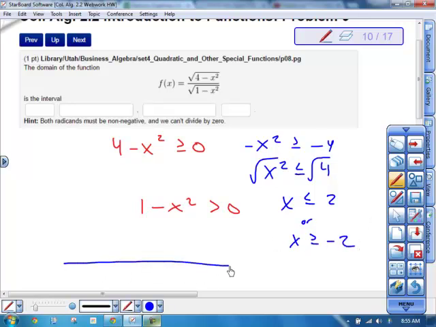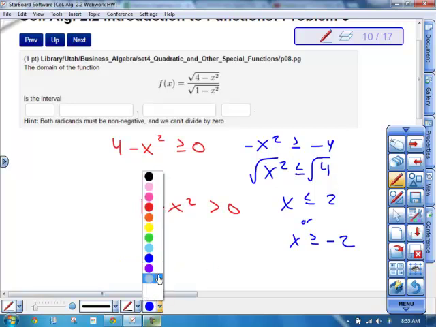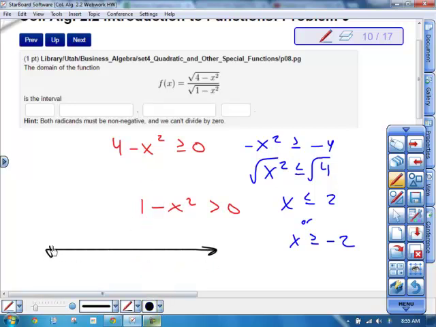So on a number line, let me graph that real quick. That's all the numbers that are greater than or equal to negative 2 here. Here's 0 and here's 2. All the way up to the numbers that are less than or equal to 2. So I'm looking at this interval right here from solving the first one. Those are all the numbers that I can stick in and still have positive values in the numerator.